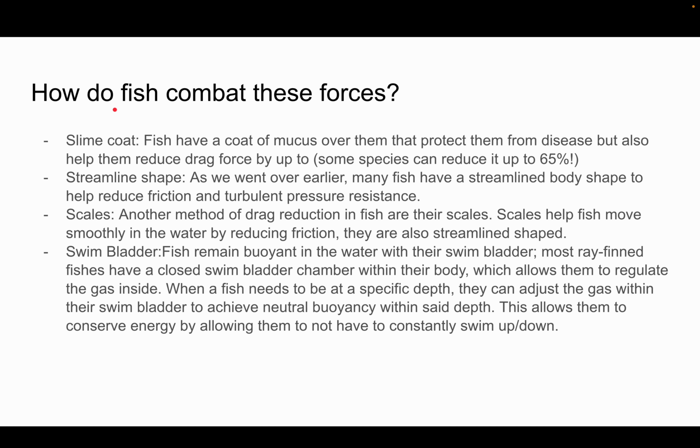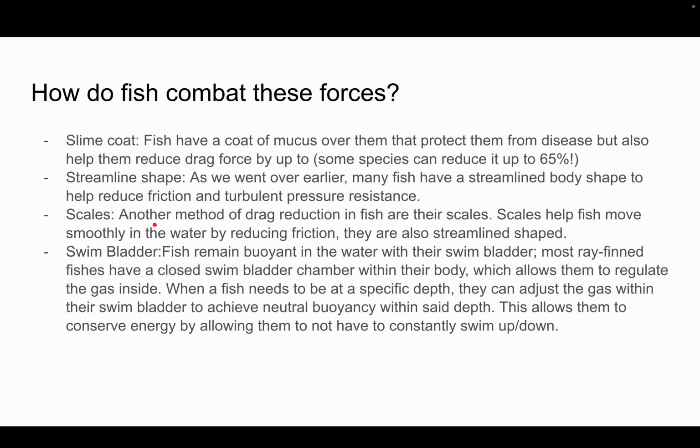So how do fish combat these forces? So the slime coat. Fish have a coat of mucus over them that protects them from disease, but also helps them reduce drag force by up to, some species can reduce it up to 65%. The streamlined shape, as we went over earlier, many fish have a streamlined body shape to help reduce friction and turbulent pressure resistance.